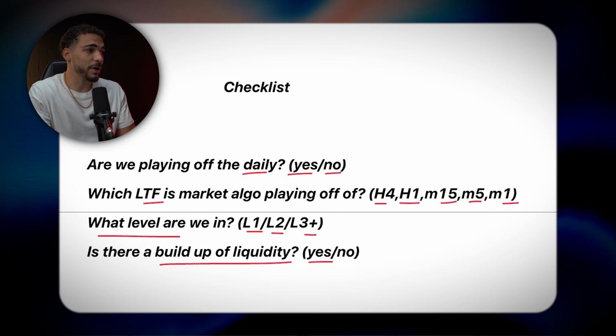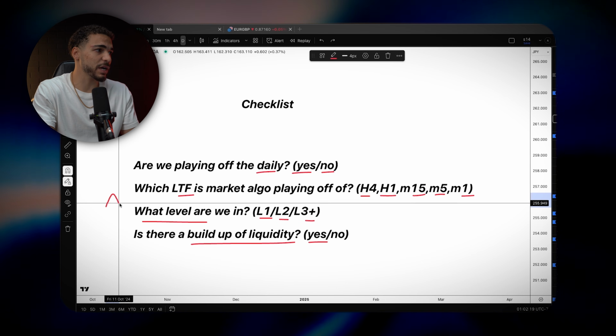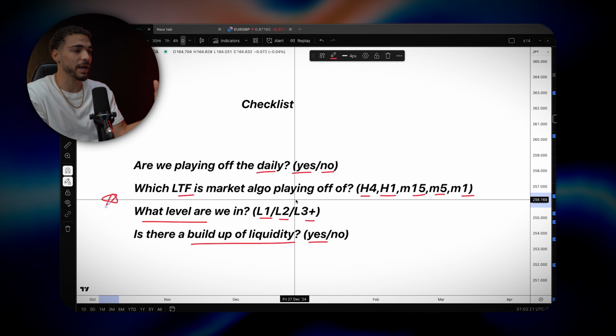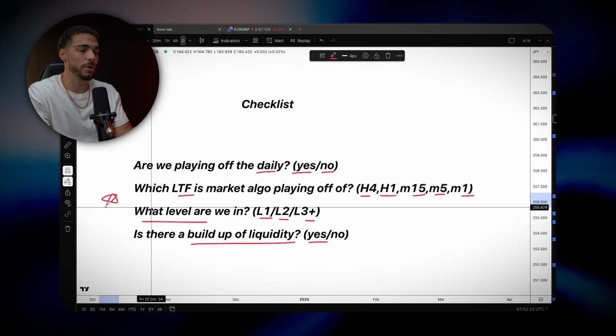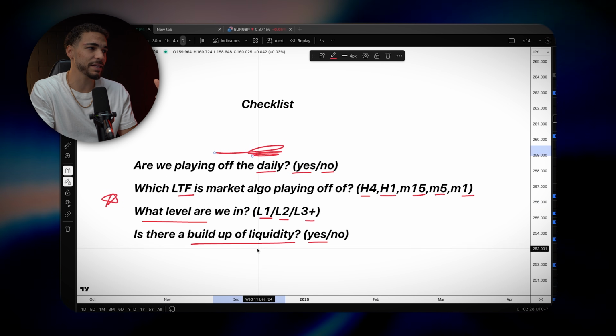Yes or no? Now, I'm going to be honest with you guys. The two most important pieces are going to be identifying which lower time frame market algorithm is playing off of and which level we are in. Because as long as you can do these two correctly, even if you're not necessarily playing off the daily, or if there's no buildup of liquidity, you'll most likely be able to catch a very sharp move, even without seeing price make a crazy shift in structure.